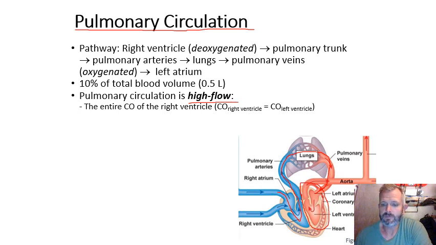The output on this right side, even though it's only going up to the lungs and then back to the heart, has to match the left side. So it has to match roughly that 6 liters, or when we're exercising, an even greater amount. So we have to have high flow through here. It must be flowing through there very quickly.